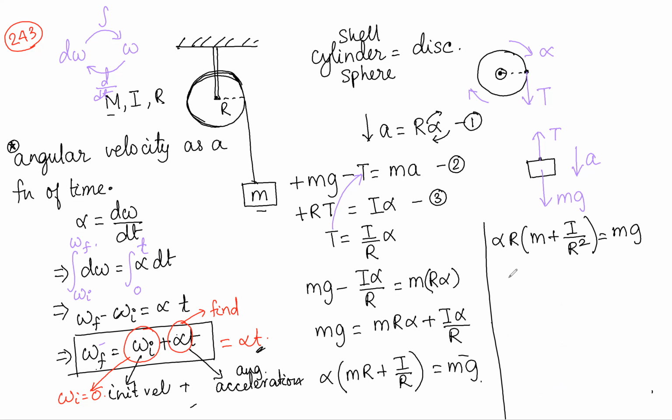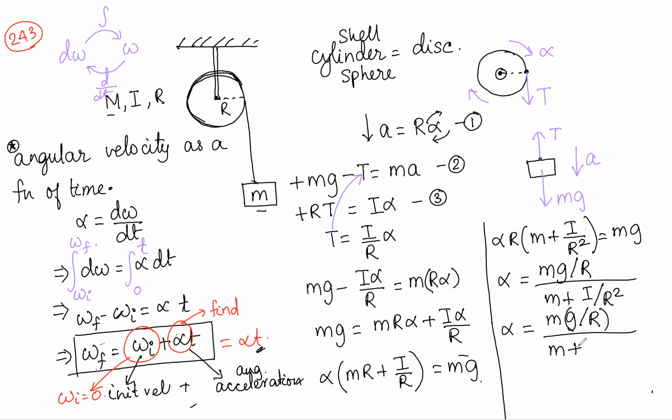इसके आगे हम लोग क्या करेंगे, alpha is equal to m g divided by r divided by m plus I by r square. इसको हम लोग और change नहीं कर सकते। So we can write alpha is equal to m into g divided by r, cannot change, divided by m plus, what is the moment of inertia of a disk? It is equal to half capital M r square. यहाँ पे जो moment of inertia of the disk आएगा, that is equal to half capital M r square. So if you divide that by r square, you will simply get capital M divided by 2.